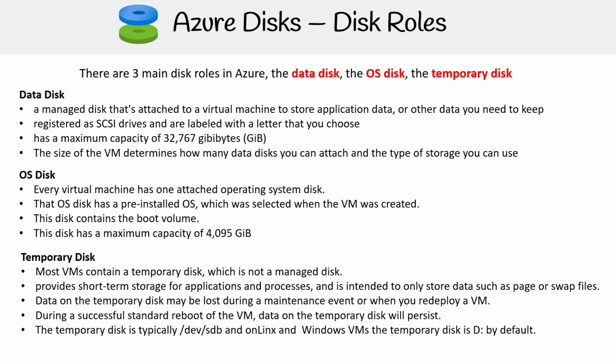The temporary disk is typically mounted on /dev/sdb on Linux, and on Windows, the temporary disk is generally assigned to the D drive. And for these disks, they're not encrypted with SSE unless you enable encryption at the host level.